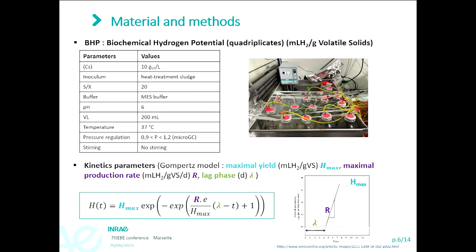The main objective of the study was to compare the yields of the different substrates studied. So we did BHP, the Biochemical Hydrogen Potential assays, to determine the hydrogen yield. Here you have the different conditions applied. We also made some modelization according to the Gompertz model to get some kinetic parameters: the maximal yield, the maximal production rate, and the lag phase.